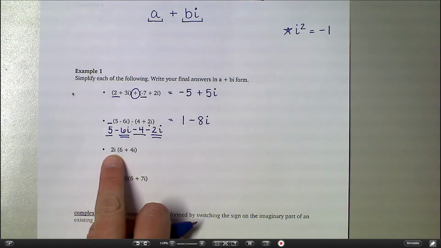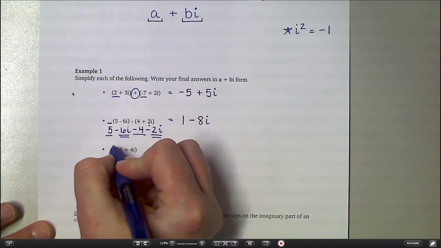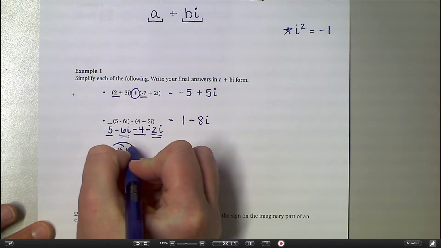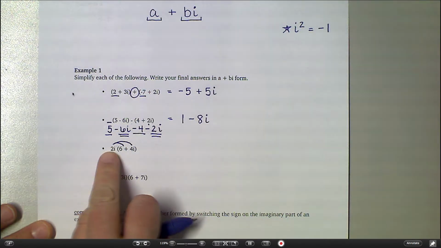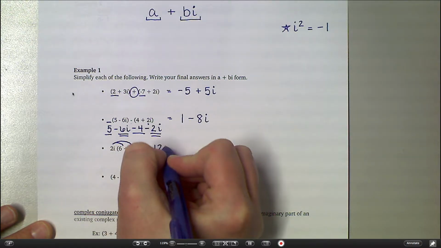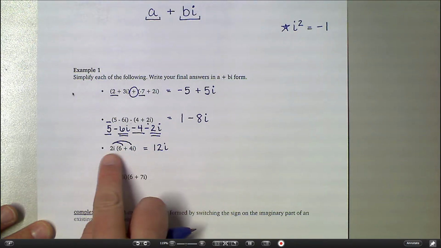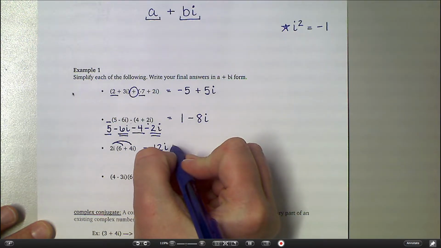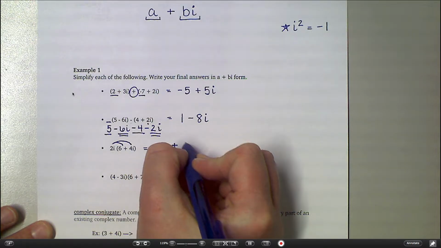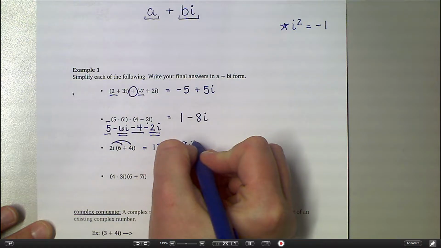All right, so this third one, that one is multiplication. This is the distributive property. This is saying take 2i and multiply it by both of these things. So 2i times 6 gives me 12i. And 2i times 4i, just like with x's, would give me 8, and that's +8. And then from i times i, we get i squared.